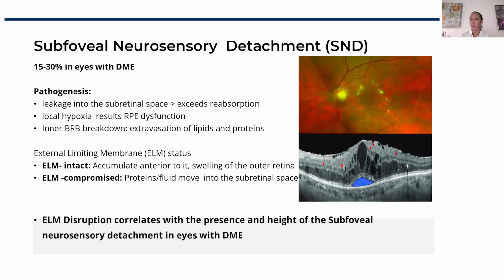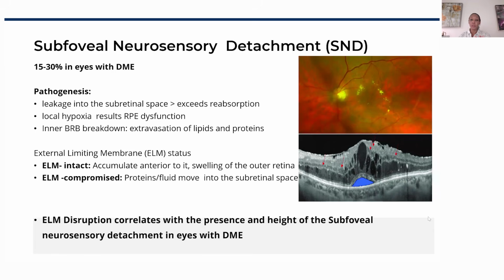We spoke briefly about the external limiting membrane status. If you have an intact external limiting membrane, you're going to find that the fluid accumulates anterior to it and you get swelling of the outer retina. If the external limiting membrane is disrupted or compromised, you now will have fluid that flows into the subretinal space. You can look at the OCT and see if you can delineate the external limiting membrane, but usually when you see fluid in the subfoveal space, it's because the ELM is compromised.